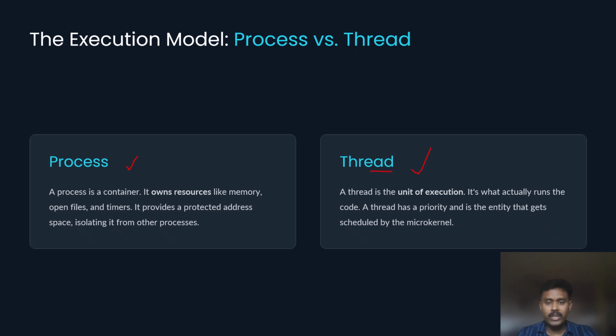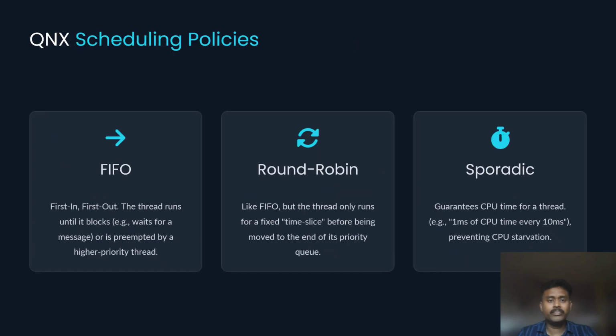Whereas a thread is actually just a unit of execution. It is just program code. It has its own priority, and if that entity gets scheduled by the microkernel, it will perform that particular task. So a process may contain multiple threads. That is the major difference.